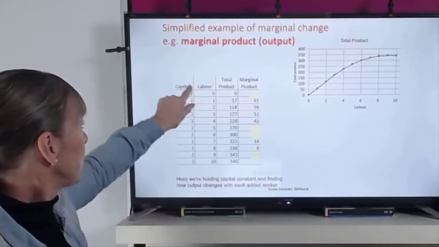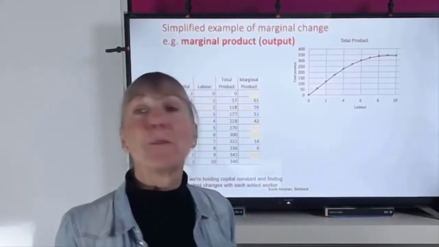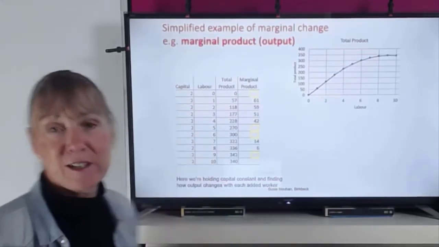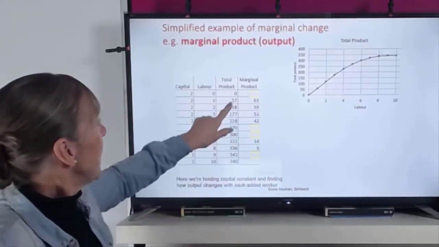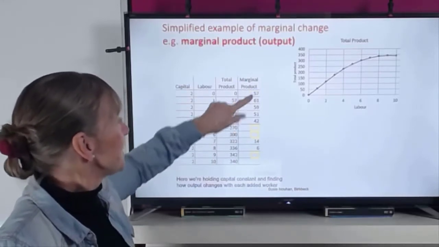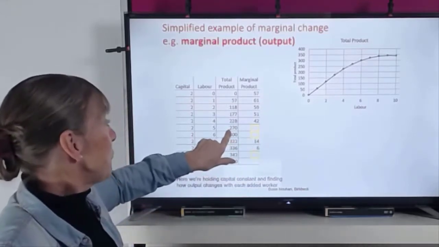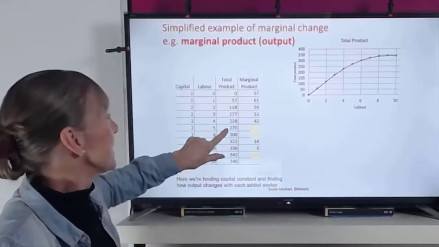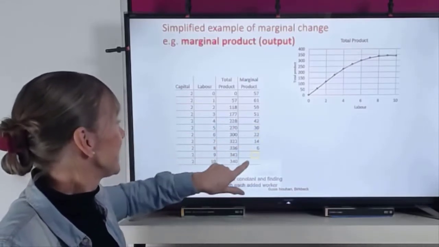So we're holding capital constant because we normally think of production being a function of capital and labour, but here we're holding capital constant, and we're looking at different levels of labour and what change in output we get. And hopefully you can see that the marginal product here, when we go from 0 to 1, is 57. I've picked the ones that are easy to calculate. If we go from 5 workers to 6 workers, output goes from 270 to 300, and so on and so forth.